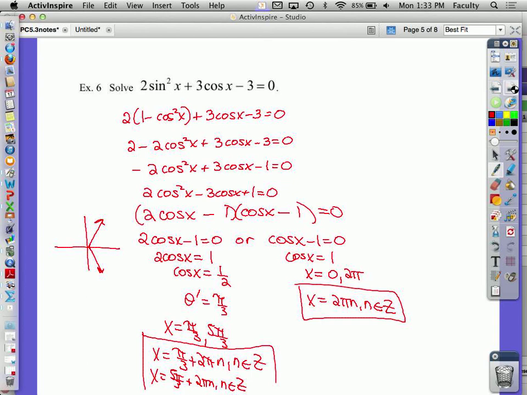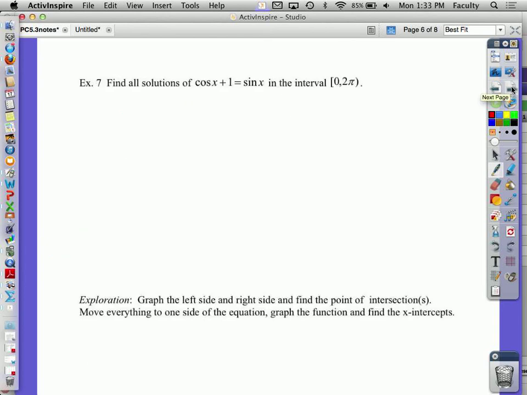Nope? Okay. All right. Example 7, this was as far as I wanted to get today, so we're going to do 7 with the exploration, then we'll stop there, and you could probably work on a few other problems. Example 7 says find all solutions of cosine x plus 1 equals sine x in the interval from 0 to 2 pi. Now this is not a typo. There's a parenthesis at the 2 pi. Okay, that means it's not included.